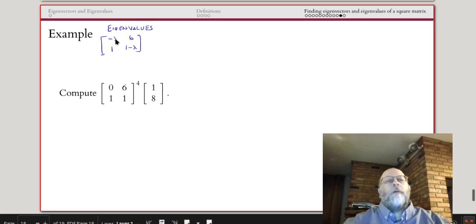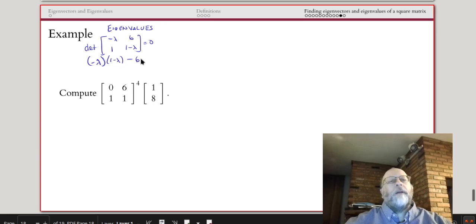Okay, so when we multiply these together, we want the determinant of this. So this is negative lambda times 1 minus lambda, minus 6. That's negative lambda plus lambda squared minus 6. Or if I rearrange terms, lambda squared minus lambda minus 6 equals 0. That factors into lambda plus 2 times lambda minus 3. And so my eigenvalues are negative 2 and 3. So those are my eigenvalues.